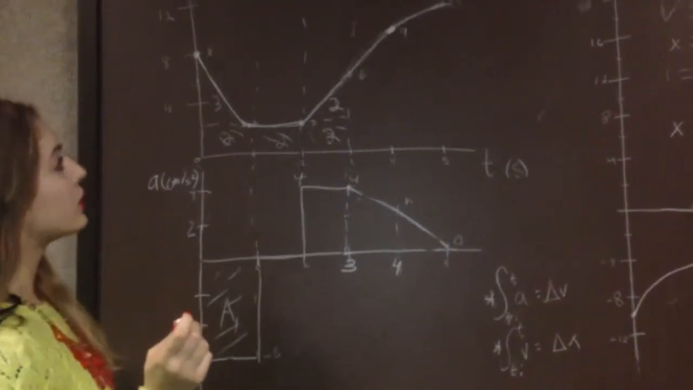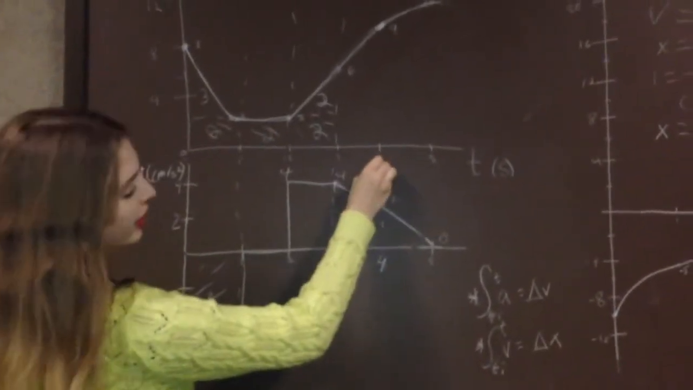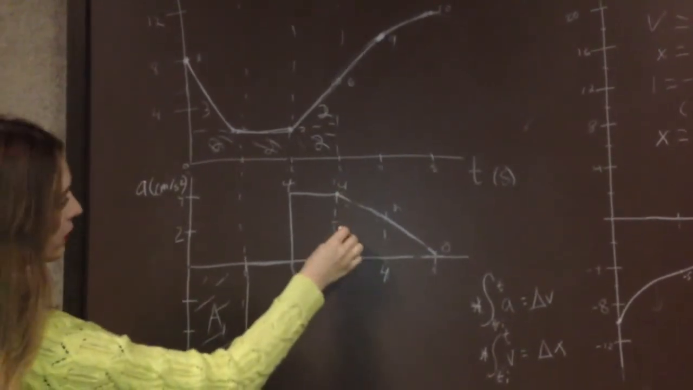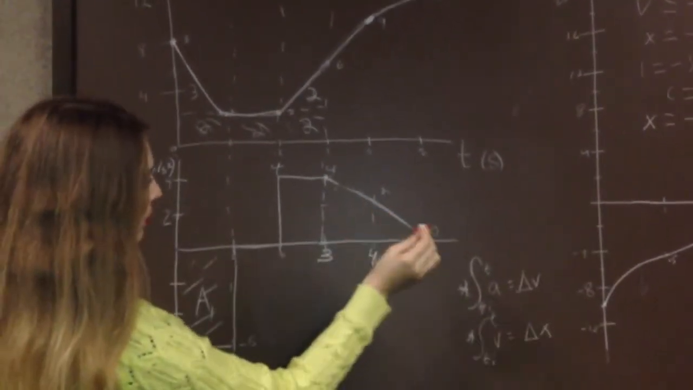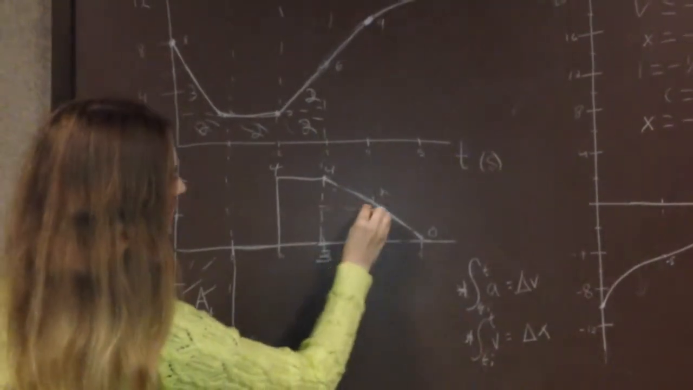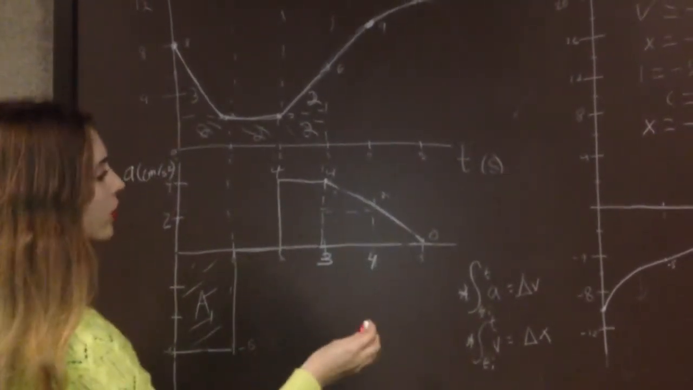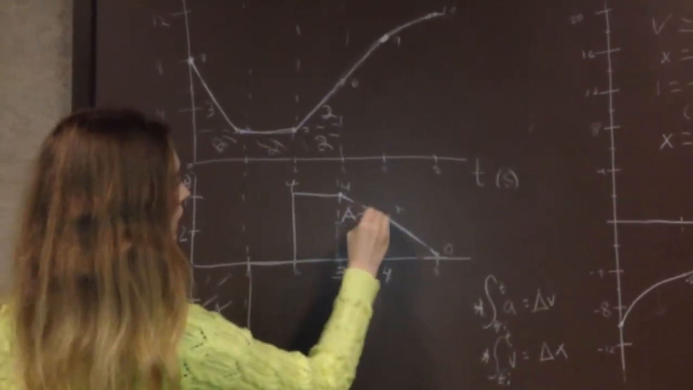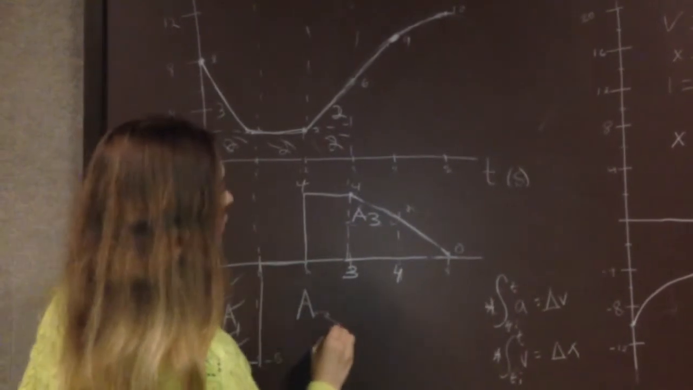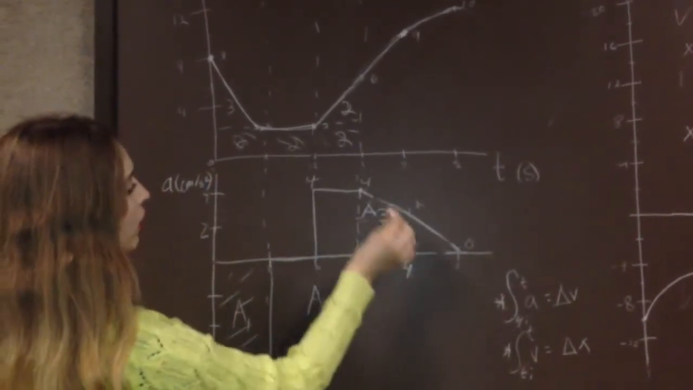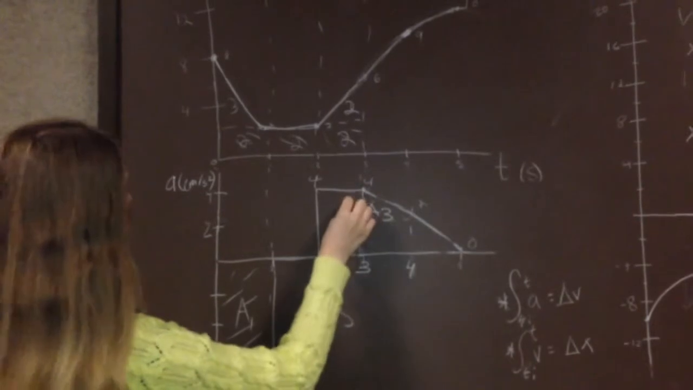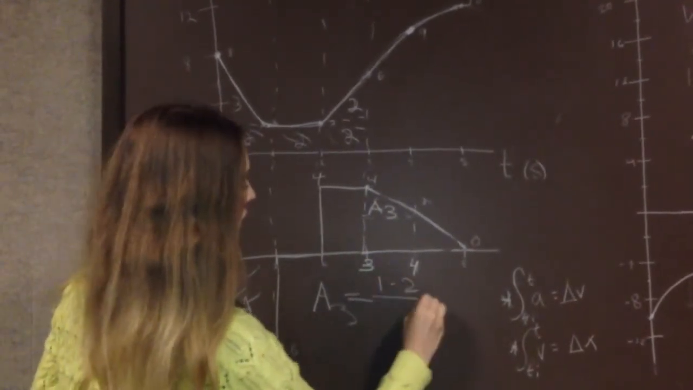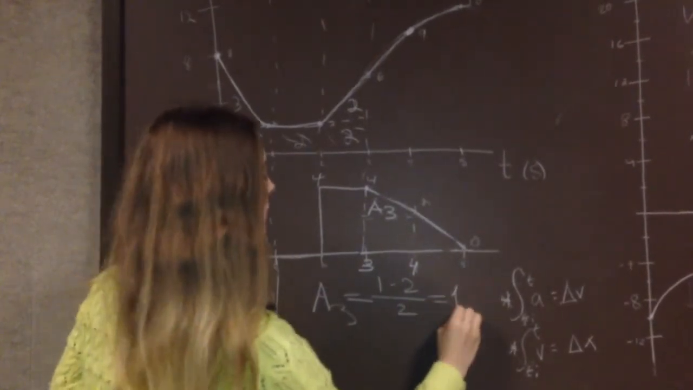In order to find how much our velocity changed from third to fourth second, we have to find the area under the curve on the graph of acceleration versus time. So this area can be divided by half, and we can find the overall area by adding this area with this area. Let's call this area area 3. Area 3 is the area of a triangle with a width of 1 and height of 2. So to find it, we multiply 1 by 2 and divide it by 2, and it's equal to 1.